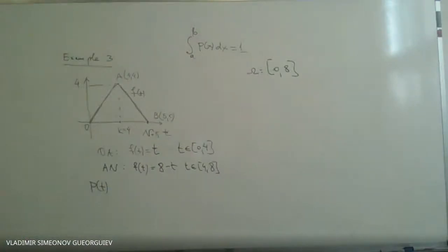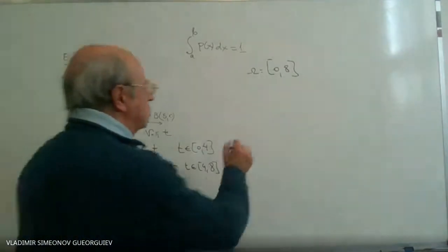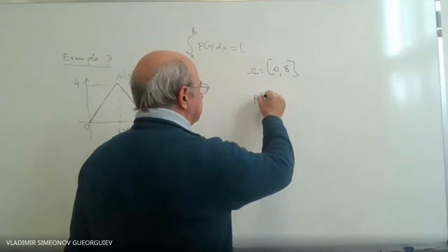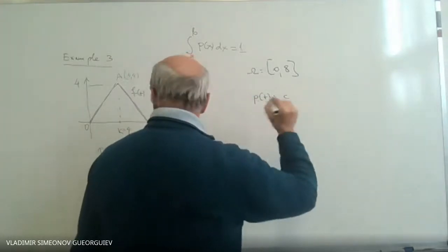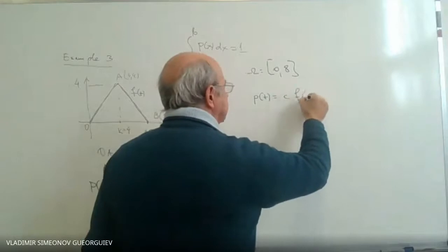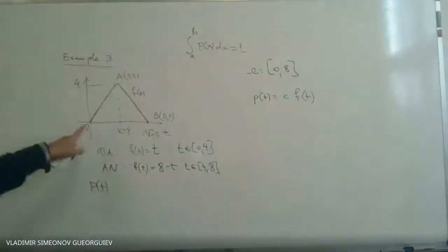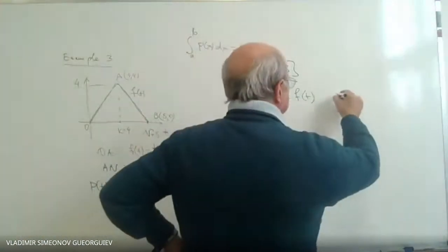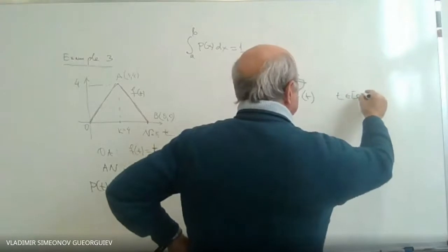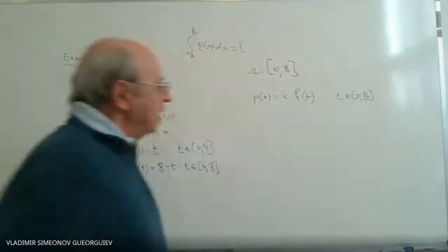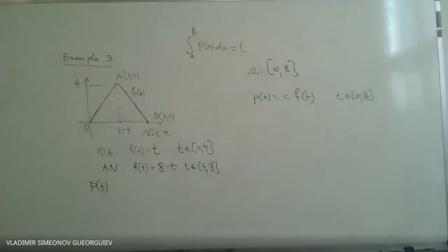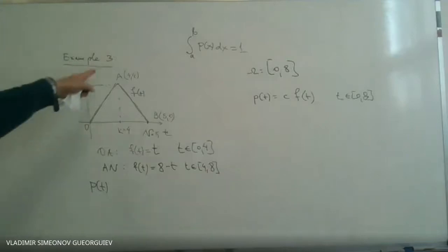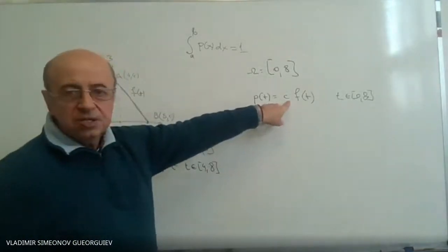Our random variable will have probability density similar to this one. So in our model, we can say P of T is a constant c multiplied by this function f(t) that we already defined, for t between 0 and 8. Now the question is, what is the precise value of c so that your probability density has the right structure thanks to this constant c?